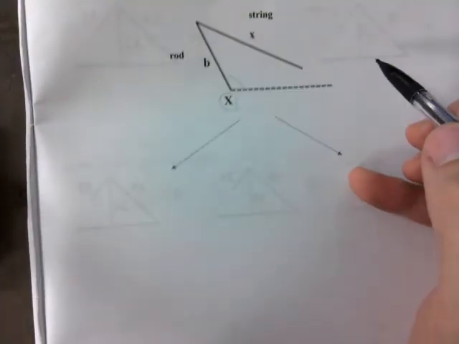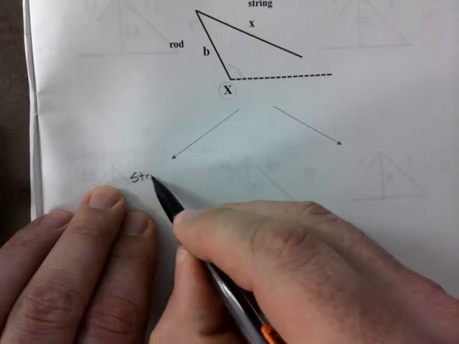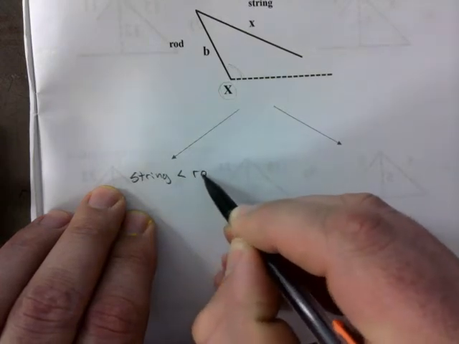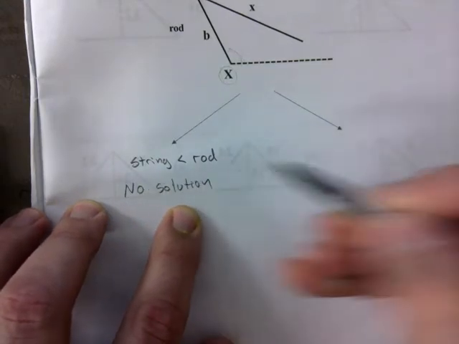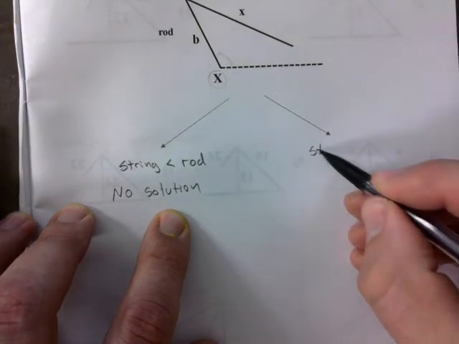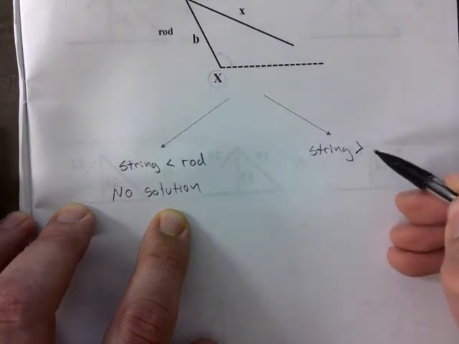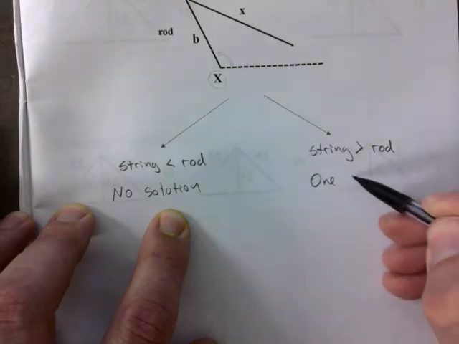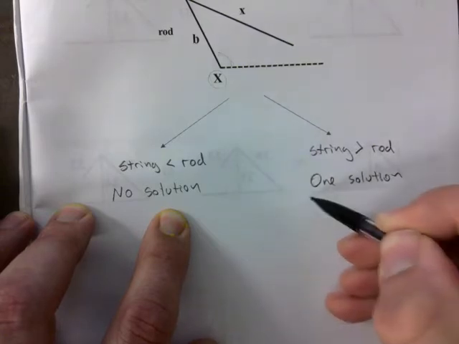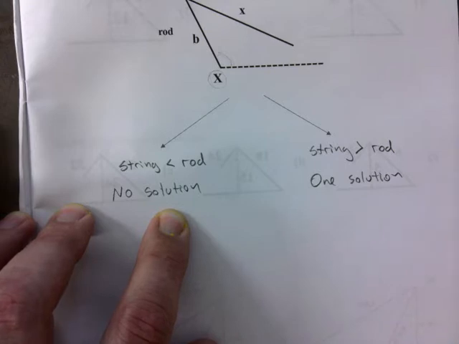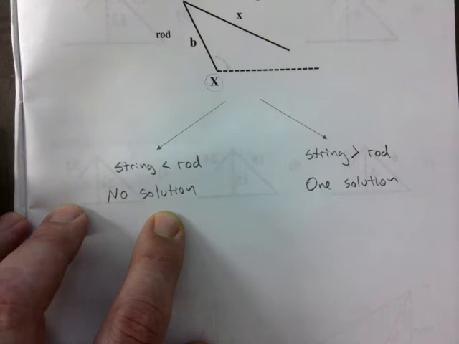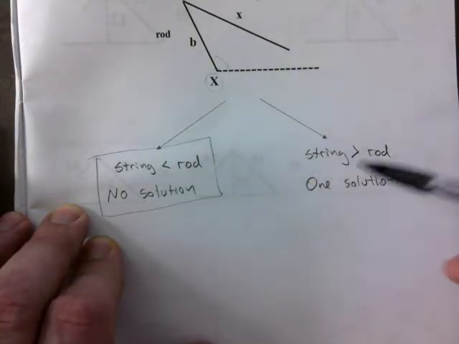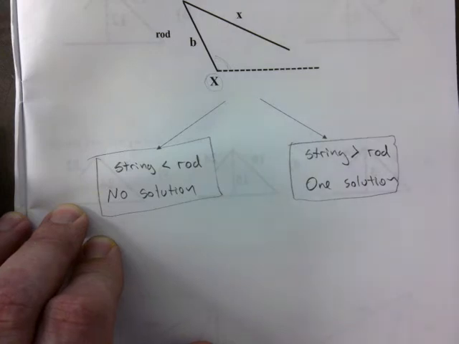And so there's only two options here. String is shorter than rod, no solution. Done. If the string is greater than the rod, one solution. Done. Right? No, you're like, what about the height, Mr. Erickson? Don't worry about it. If this is obtuse, don't worry about it. One solution or no solution. That's where we're at. Okay, so if you want to do this and this, you're done.